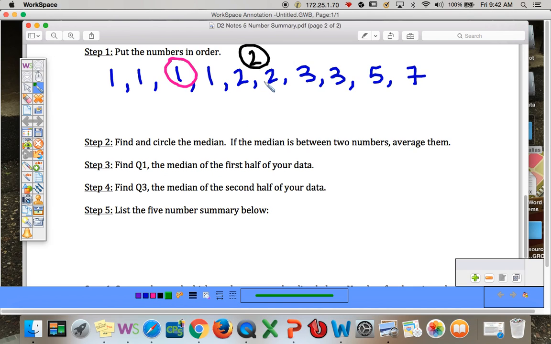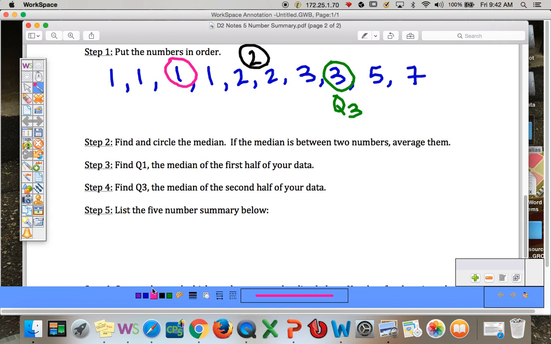Q3 is the median of the second half of data. So again, look at everything above the median. You don't include the median, so we're looking at these numbers. Again, you can cross off if that helps you, and we'll see that 3 is the middle of our second half of data. So we're going to call that Q3.